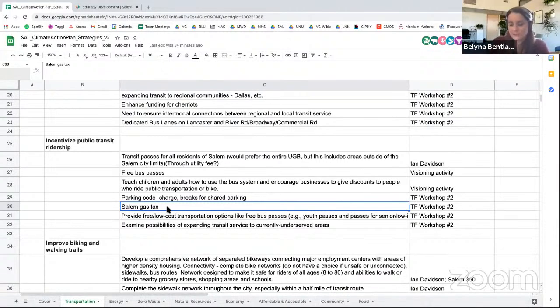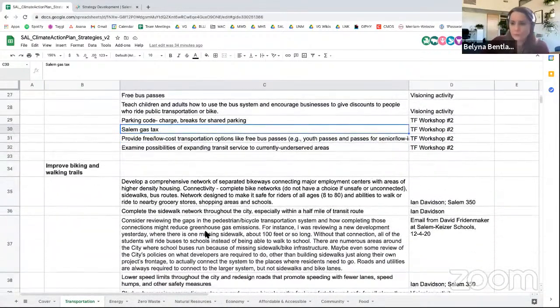So I'm pausing here on the Salem gas tax because I could see this one being a point where people could say, yes, green, go for it. Let's do it. We need to do this. Yellow being, hey, I'm interested in this, but I need some further details. What exactly would that tax be? What are the numbers behind it? And red being, I could see some people not wanting to implement a gas tax.